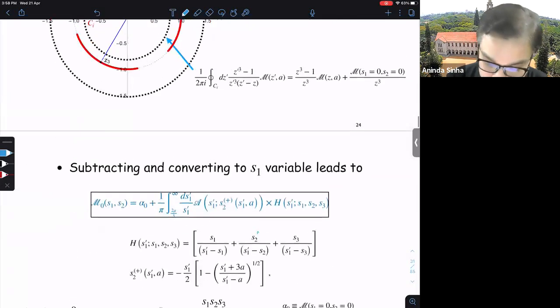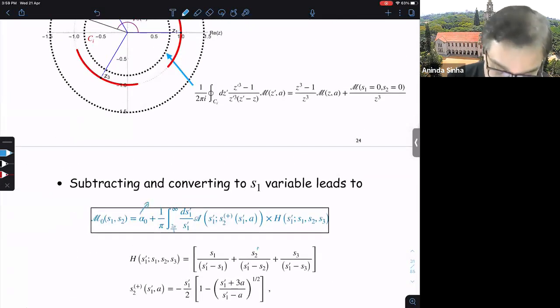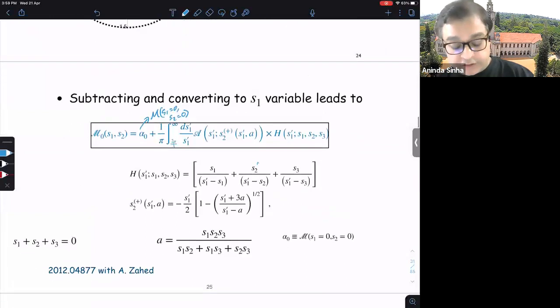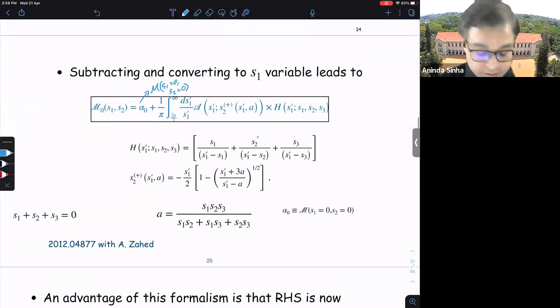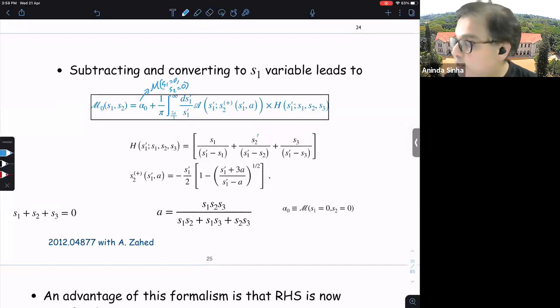Okay. I should make a note of this: it turns out that when you do this calculation carefully, this is just the value of the amplitude at S1 equal to 0 and S2 equal to 0. This is a constant that we cannot fix. Whenever we make subtractions, there are constants that we introduce in the representation which we cannot fix, and this is one of the constants. This is like lambda in phi to the 4th theory. This is what defines the coupling constant.